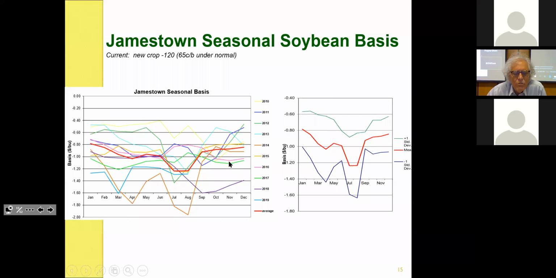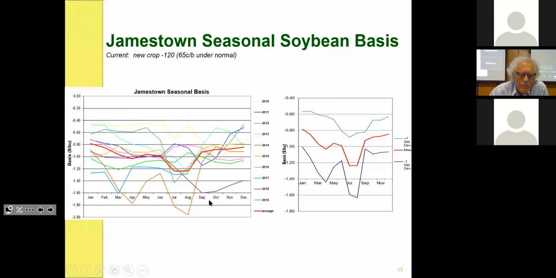But this shows the history of the basis from 2010 until current, and the dark red is the long-term average. And I want to show you here, number one, there's a lot of variability in the basis. Take a look at any one month. Take a look here in September. We see the basis as low as -160 to as high as about -50. So that's a huge range in the basis. That range in the basis is what we call basis risk.